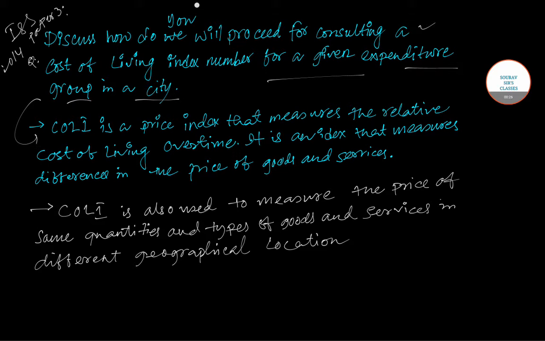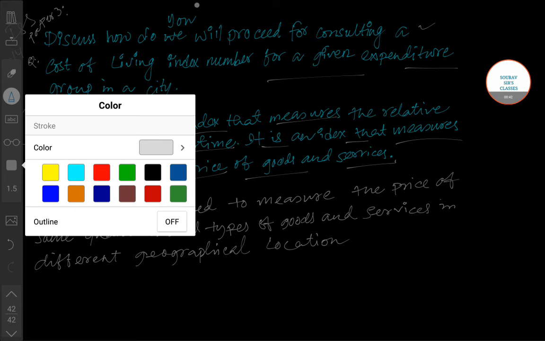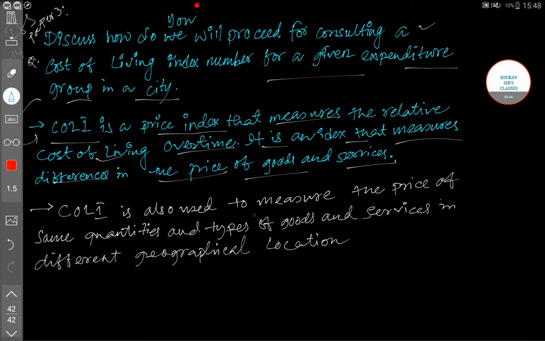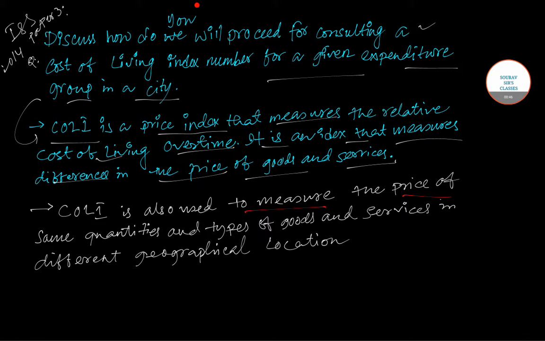So first, what do we mean by cost of living index? The cost of living index is the price index that measures the relative cost of living over time. It is an index that measures the differences in the prices of goods and services. Also, the cost of living index can be used to measure the price of the same quantities and types of goods and services in different geographical locations.